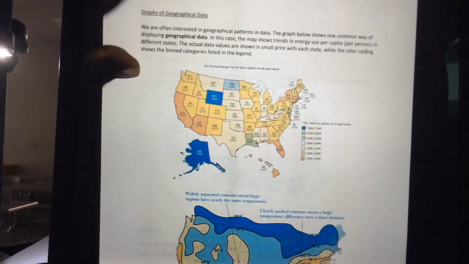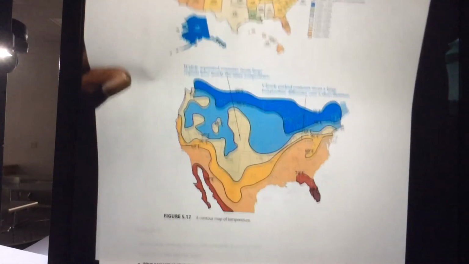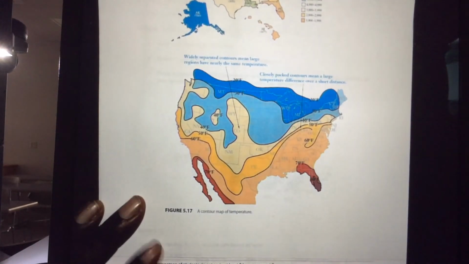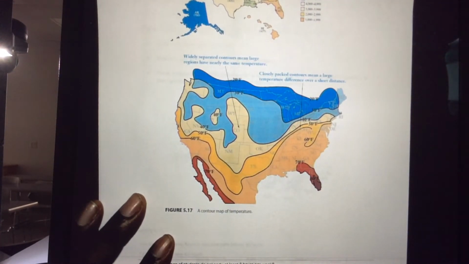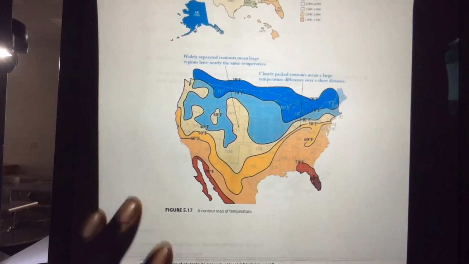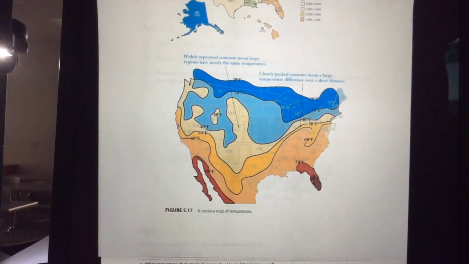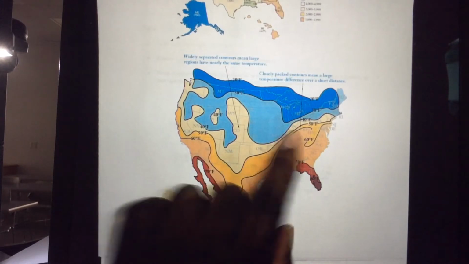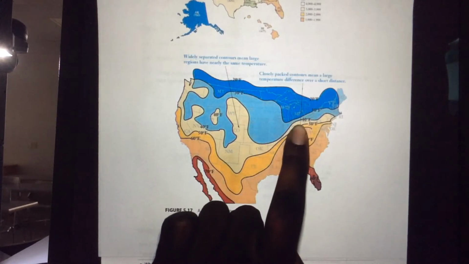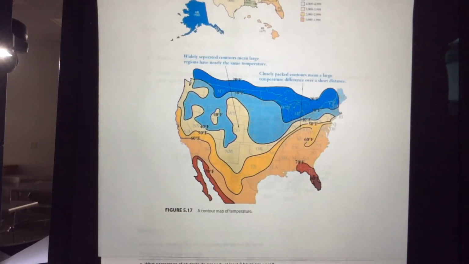Okay, next is this contour map of temperature. This is what meteorologists use when they're predicting the temperatures across the state. Okay, that's what they use here. You can see in this case you've got widely separated contours. That means large regions have nearly the same temperature, and then if you have closely packed contours, that means a large temperature difference over a short distance. Okay.